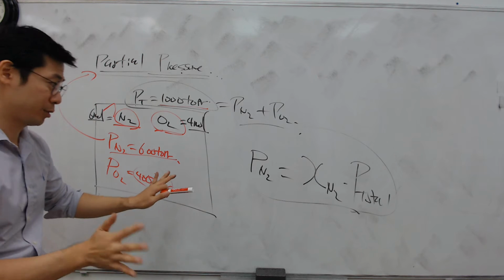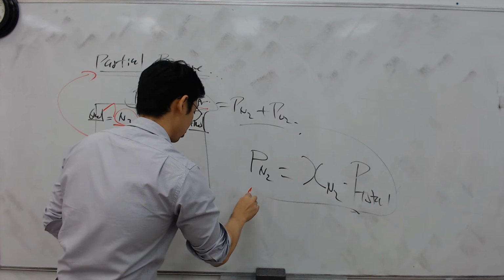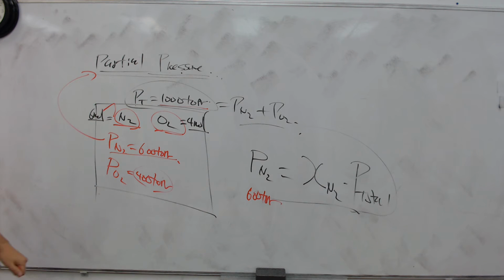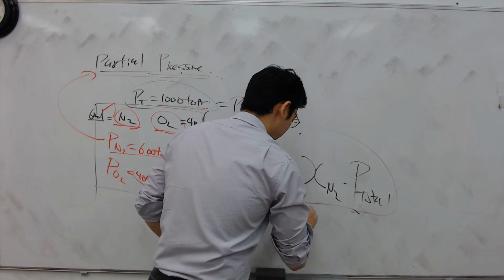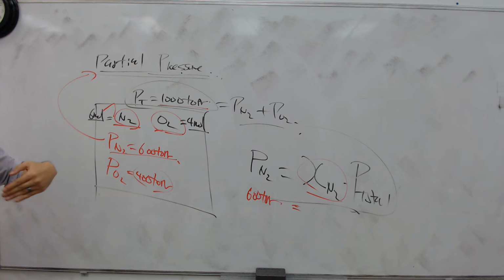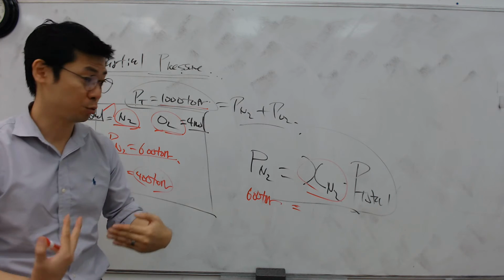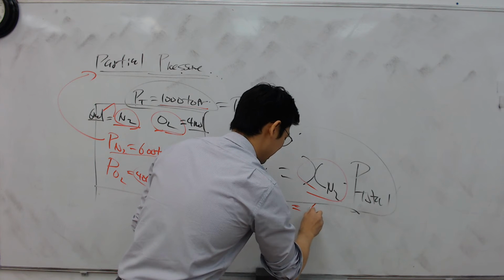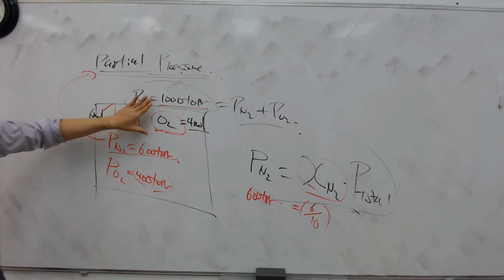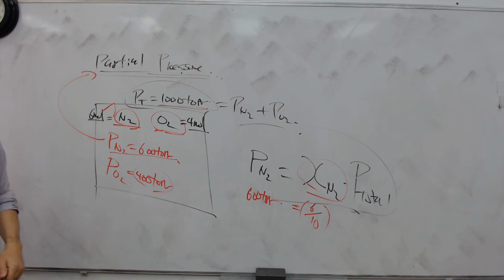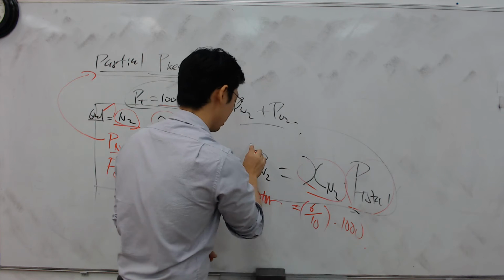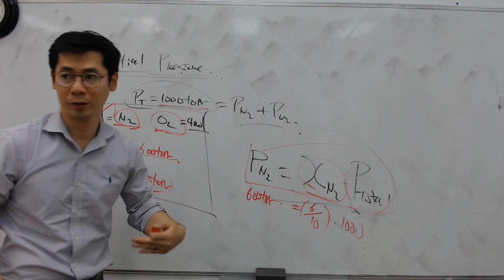So the 600 torr, which is what we have for the pressure of the N2 gas, is equal to the mole fraction times the total pressure. The mole fraction is the number of moles of N2 gas divided by the total number of moles of gases. There are 6 moles of N2 gas, and the total is 6 plus 4, which is 10 moles. So 6 divided by 10, times the total pressure of 1,000. That is the equation for the partial pressure of the gases from a calculation perspective.